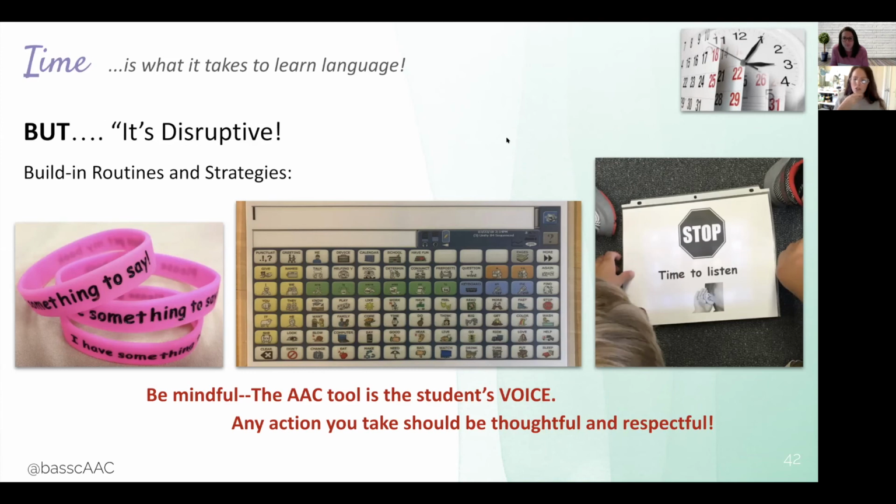And something I kind of just go back to too, when we're thinking about anything that a student's doing with AAC, just replace that with any student. So AAC therapy is language therapy. So AAC is language. So what would you be doing for any student that's using their language during circle time? It's the same thing. We don't take that language away. We work in routines and strategies to help that student learn how to be part of the group. So be mindful. It's the voice. Any action should be thoughtful and respectful. Just some different ideas there. I love the bracelets though. And how fun.